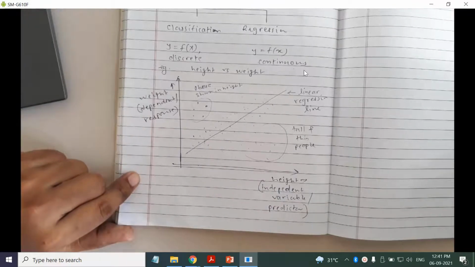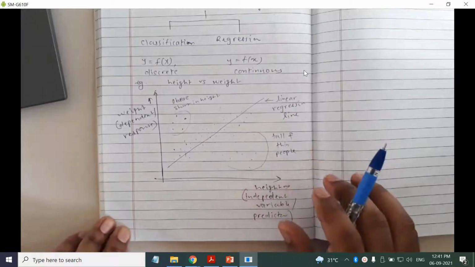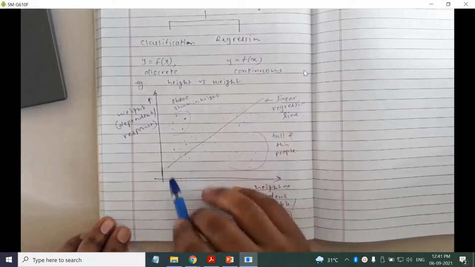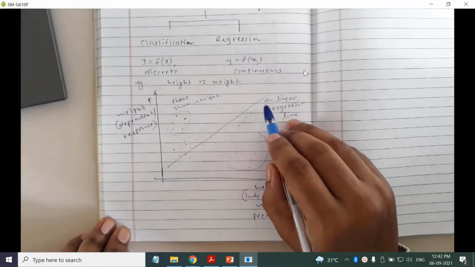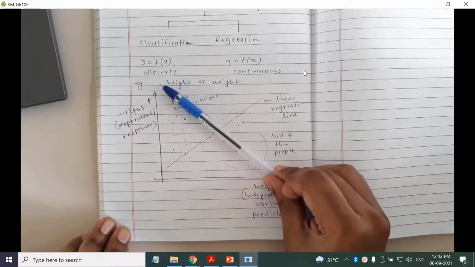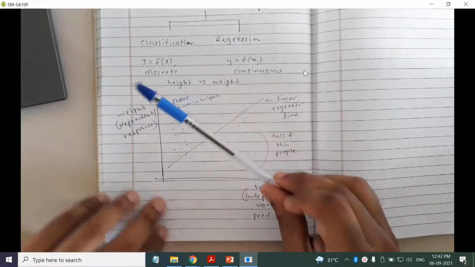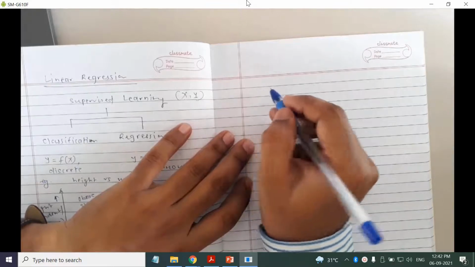Next concept: what is the requirement of linear regression? Your data should exhibit a relationship, either a positive relationship. If the slope is positive, then you can say that we have a positive relationship. If the slope is negative, so if you have a line like this, then you can say that the variables exhibit a negative relationship. That is also fine, but there should be a relationship between the variables. So what we generally do is find the correlation between the variables.